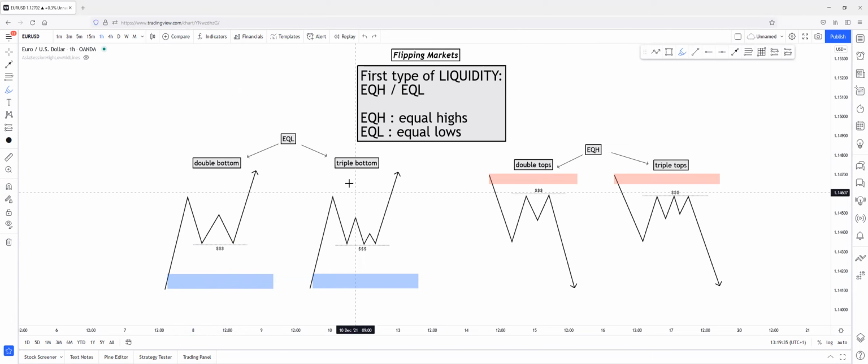Okay, the same scenario happens with the triple bottoms. The difference is only that price creates triple bottoms, of course. So it created the first, second, and third bottom. After that, it created a new high, but you have the same concept.